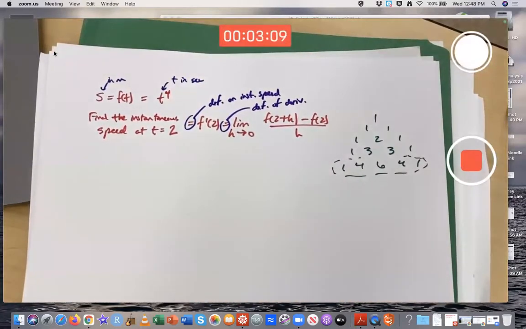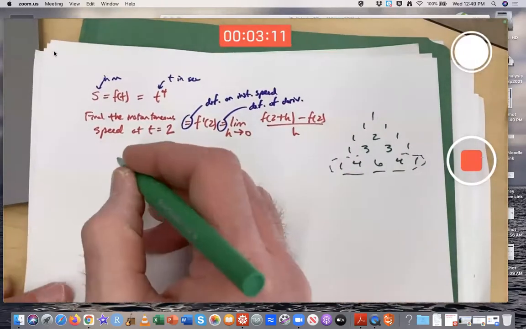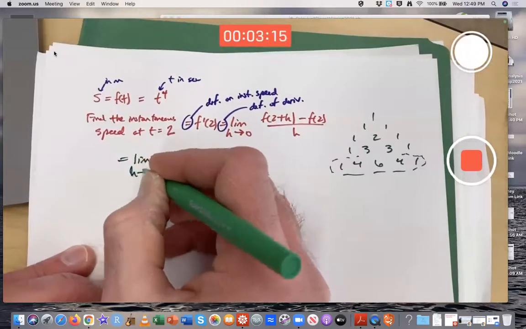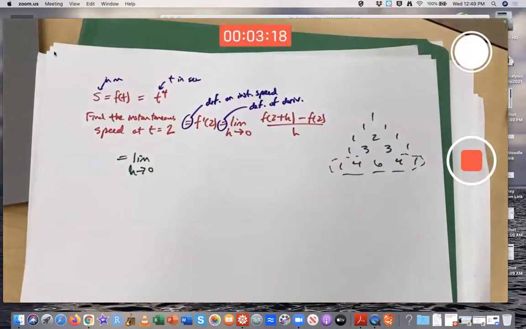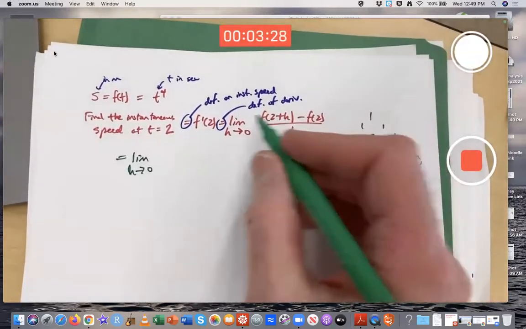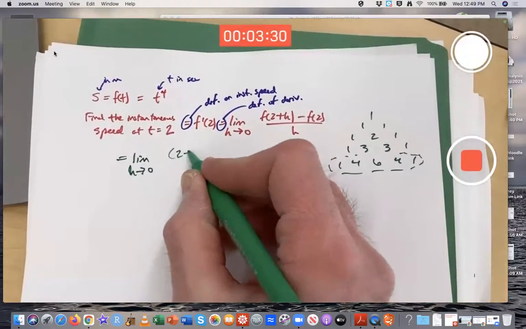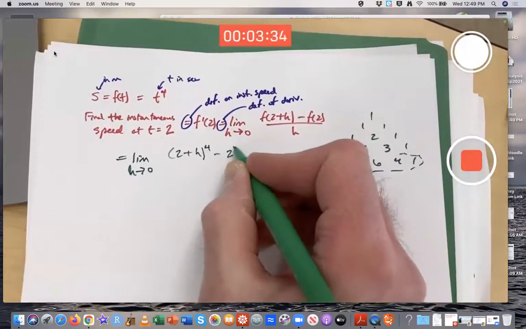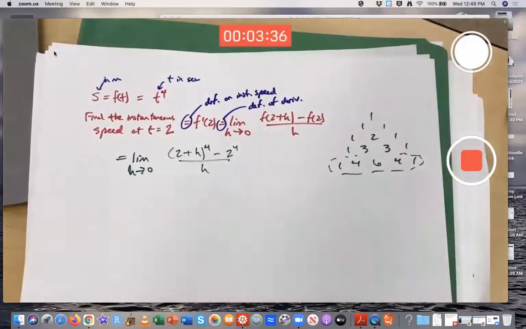So now calculate this limit. And like I showed you on Monday, that means carry the limit sign along for the ride. Don't actually evaluate the limit until the very end, but the limit sign with the h going to 0 needs to be there the whole time until the very end. This function is t to the fourth, so we get (2 plus h) to the fourth power minus 2 to the fourth power over h.